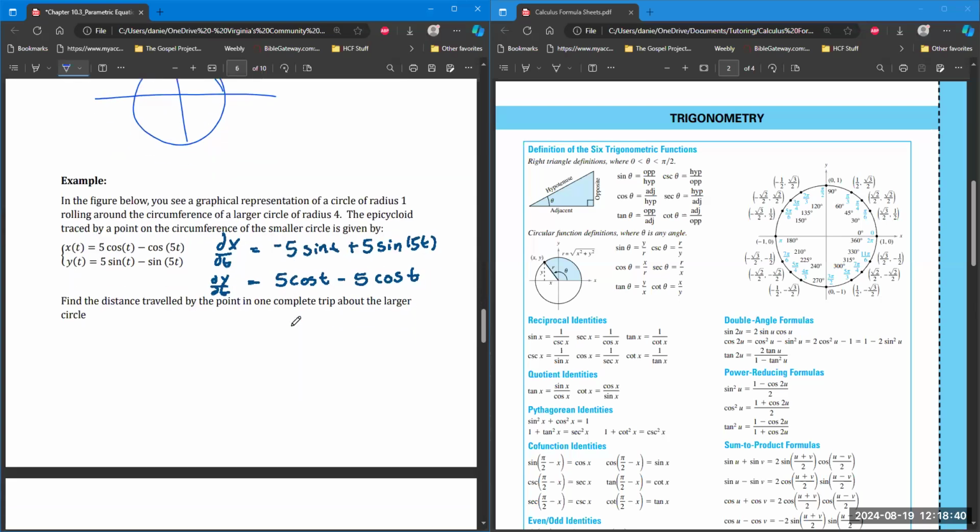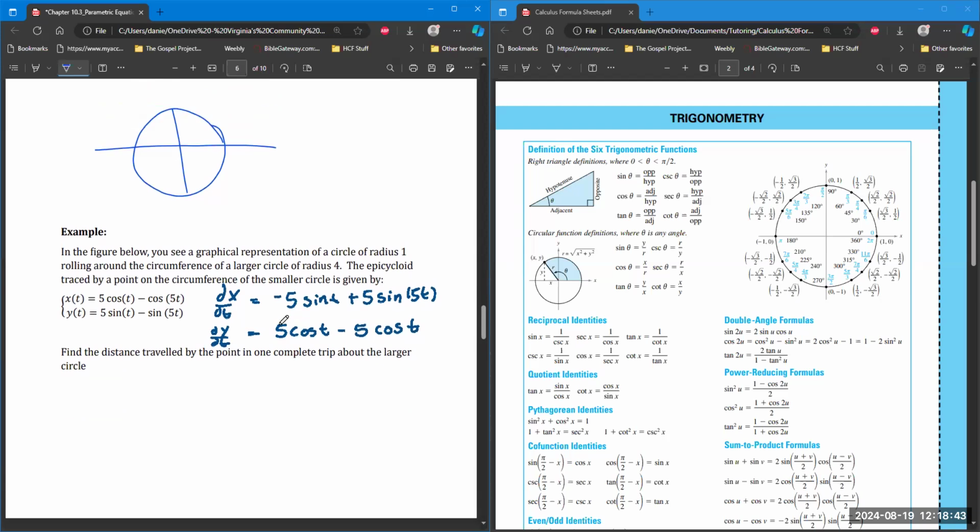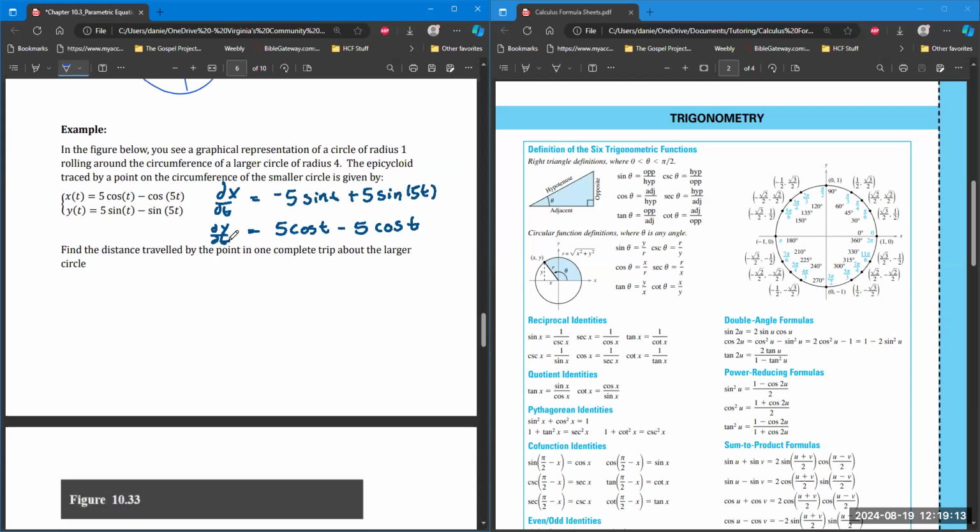In the figure below, you'll see a graphical representation of a circle of radius 1 rolling around the circumference of a larger circle of radius 4. The epicycloid traced by a point on the circumference of the smaller circle is given by the parametric equations x of t equals 5 cosine of t minus cosine of 5t, and y of t equals 5 sine of t minus sine of 5t. I already found dx dt and dy dt for you.